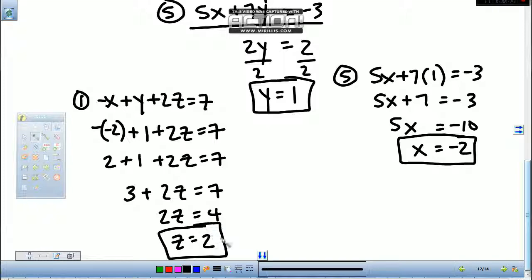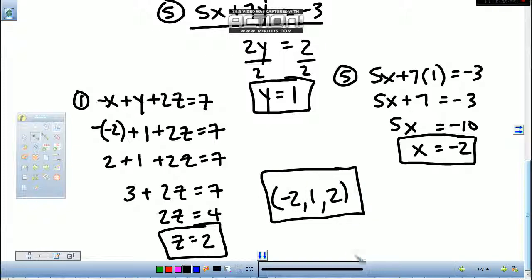Okay, so we have our x, y, and z. Let's go ahead and write those as a three-dimensional point. So x is negative 2, y is 1, and z is 2. There it is, the point where the three planes come into contact. There it is.